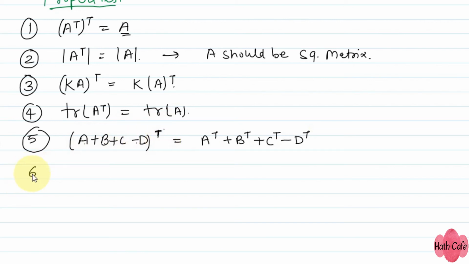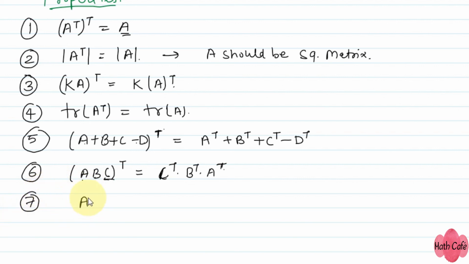Let's see property number 6. If it is written as transpose of A, B, C, I will write it as C transpose multiplied by B transpose multiplied by A transpose. So I will put transpose from the back side: C transpose multiplied by B transpose multiplied by A transpose. Property number 7 is the last property.